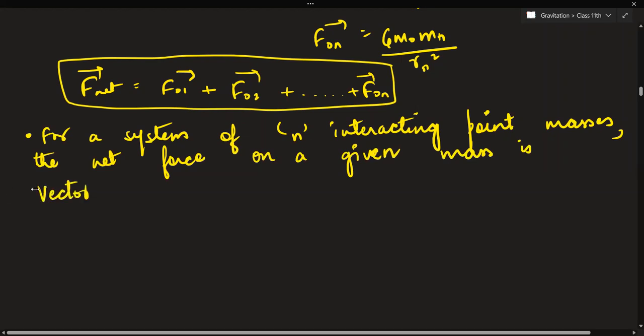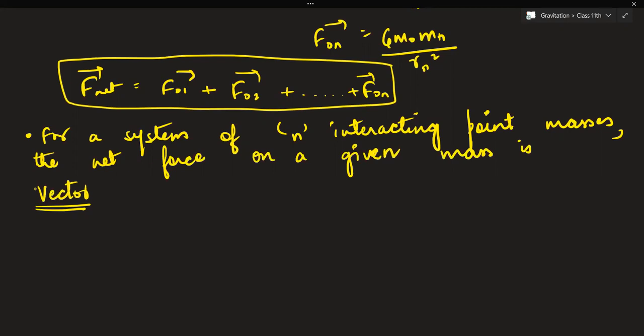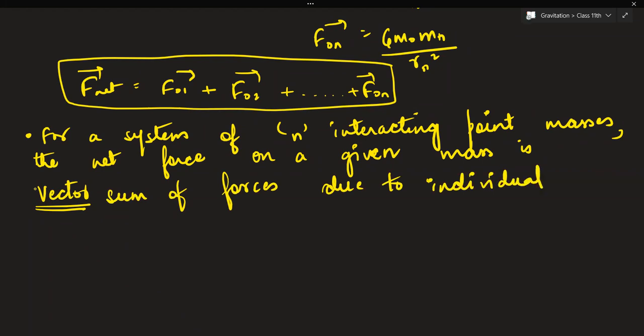Please, class, do not just add it simply. Vector sum means you have to consider angle, you have to consider direction, you have to obey the proper vector laws. Not just algebraic sum, it is vector sum. Vector sum of forces due to individual masses. Let me give you an example. Wait.